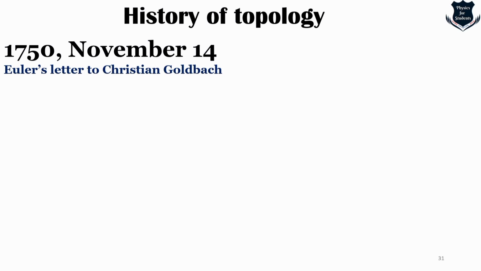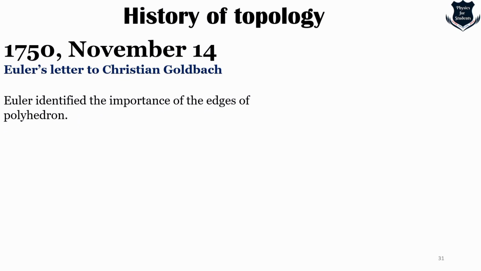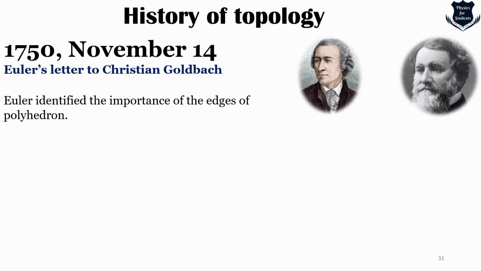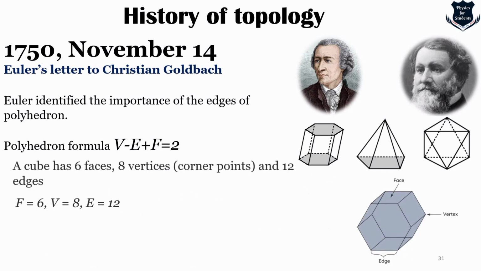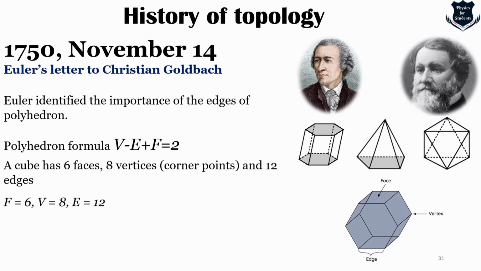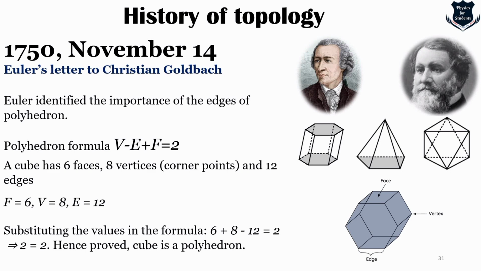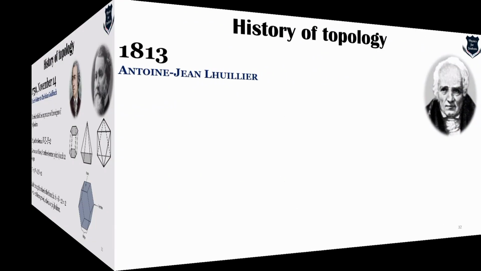Now, it was during this time Euler wrote a letter to Christian Goldbach because he had identified the importance of the polyhedron. So he formulated the famous polyhedron formula, right on your screen. So these are the polyhedron surfaces, and if we take a cube which has 6 faces, 8 vertices and 12 edges, and we plug in Euler's formula, then we get 2 equals 2. That means the formula is verified for the cube as a polyhedron. So this is very important. It gave birth to the idea of topology, and the polyhedron formula which Euler invented, we use it widely.